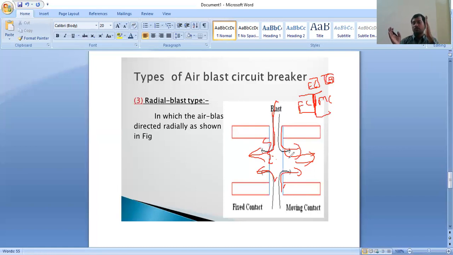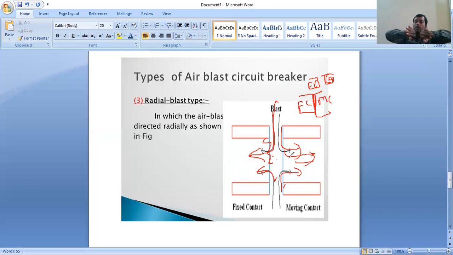Whatever ionized particles come from the fixed contact will try to reach the moving contact. Opposite to that ionized particle movement, air will flow against that direction. Whatever particles are in the moving contact that receive the ionized particles, opposite to that direction of attraction of particles, the air blast will flow in this direction.